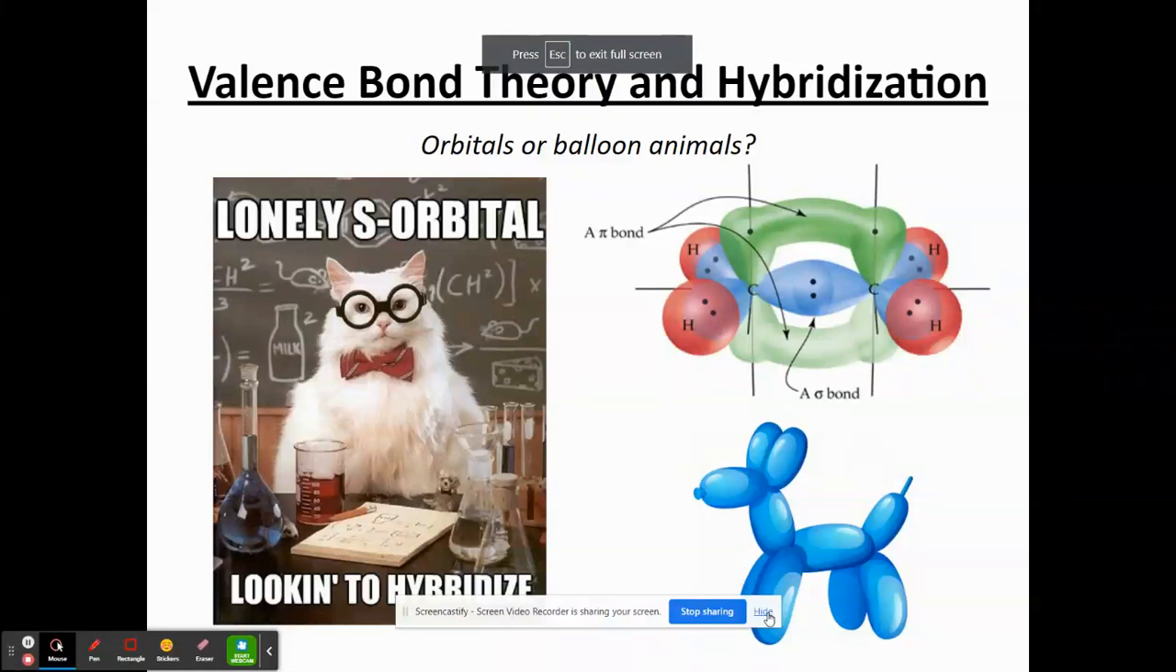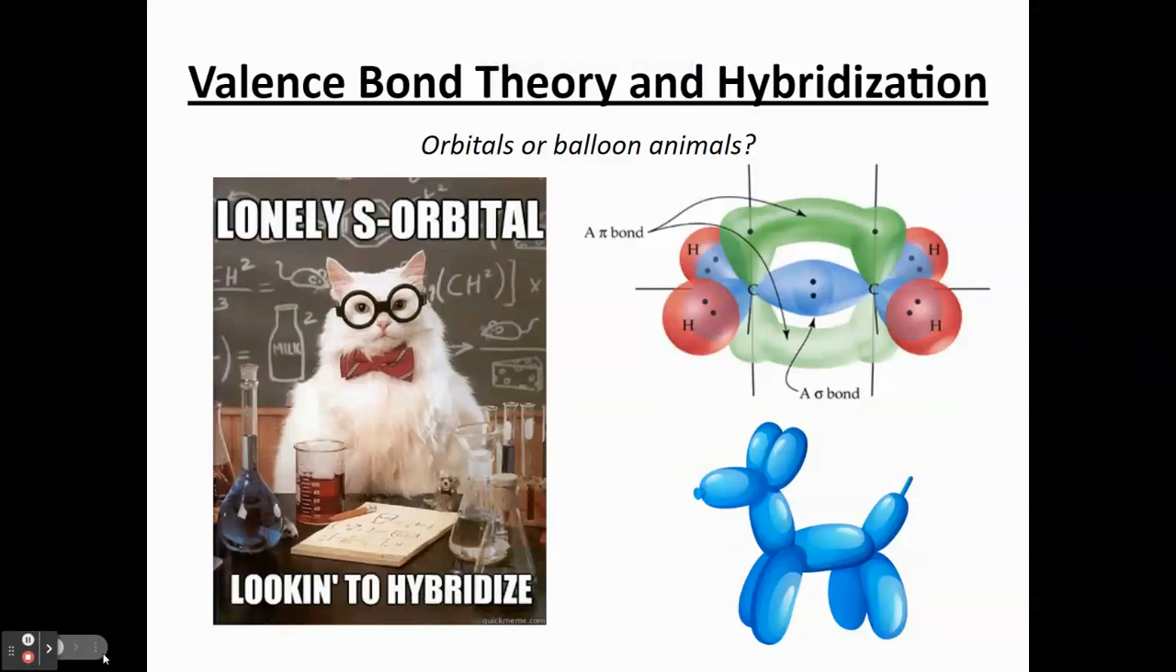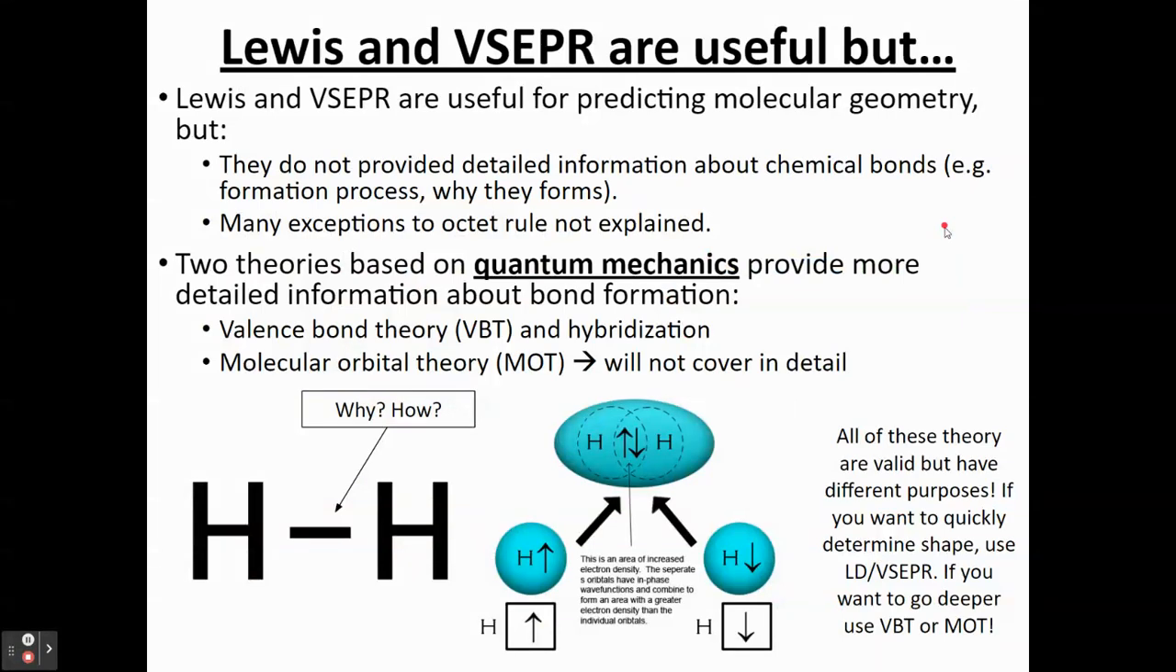In this video, we'll be learning about a concept called hybridization. Hybridization will help to explain bonding more effectively and also to explain the shapes of molecules more effectively than theories such as Lewis and VSEPR theories. So Lewis and VSEPR theories are pretty useful when it comes to predicting molecular geometry.